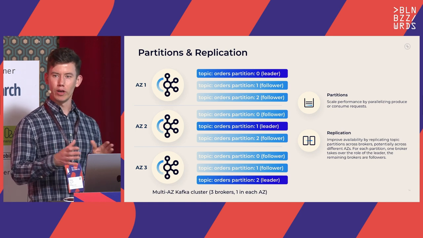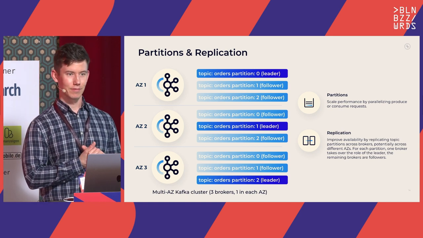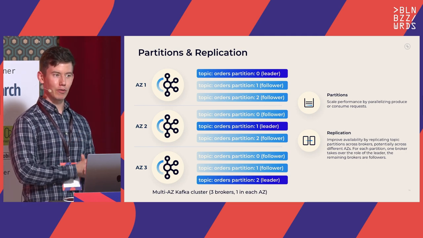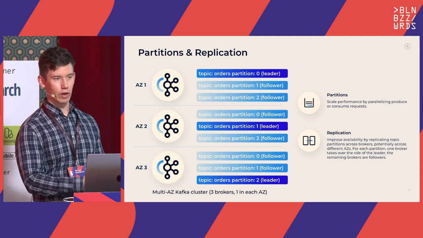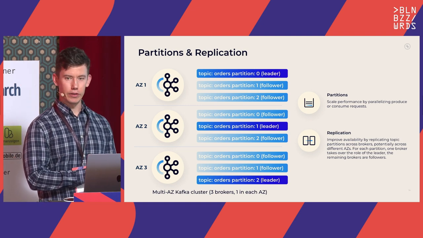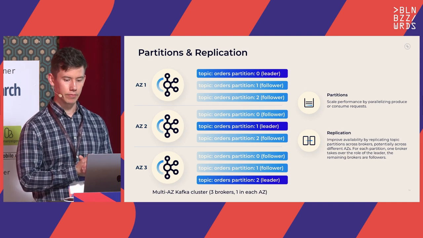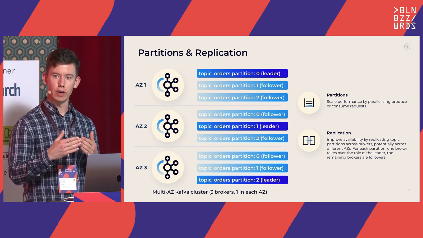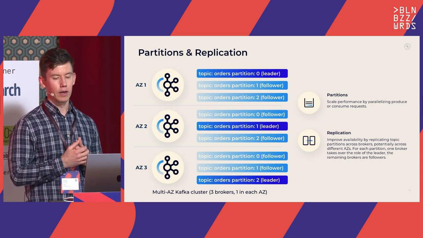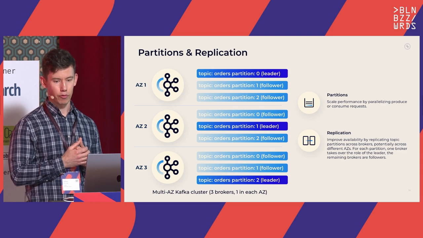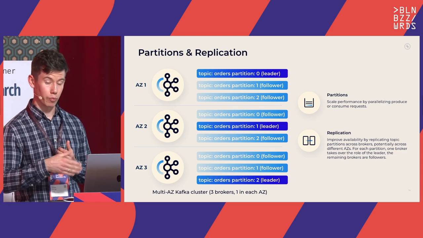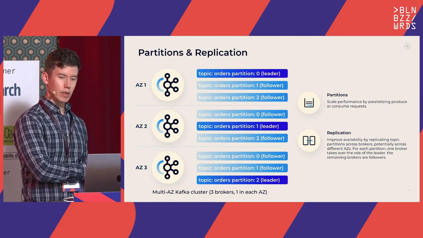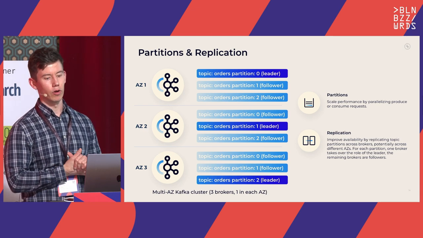I don't know how many of you have worked with Kafka before. Okay, most of you. I would still do a very brief, quick recap. In Kafka, we have topics, and these topics are organized in partitions. We use partitions mainly to be able to split consuming and producing so that we can scale the performance of our applications, or parallelize produce and consume requests. And we also have replication, which is mainly useful for availability.